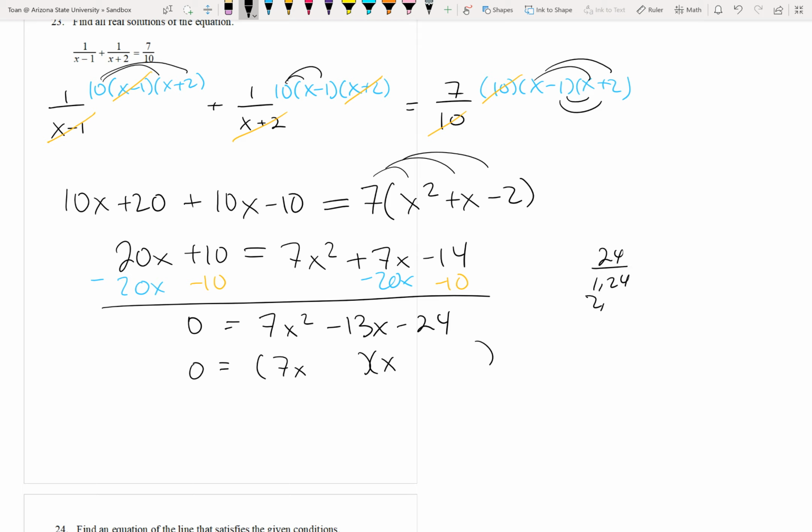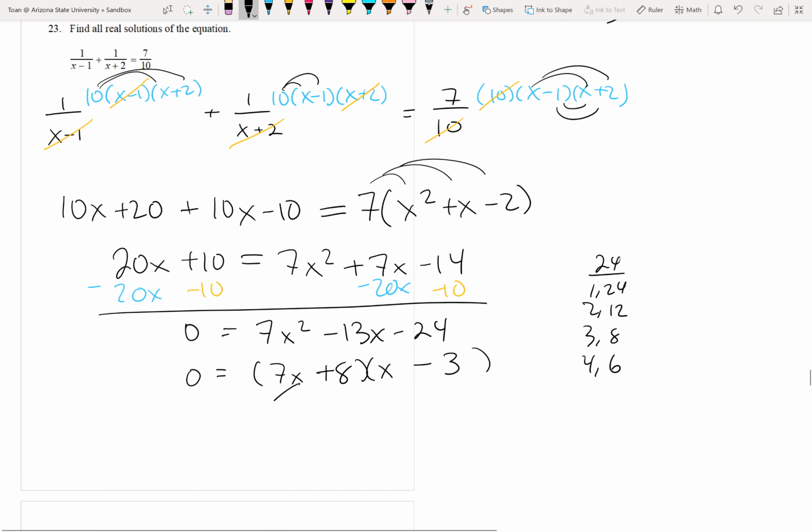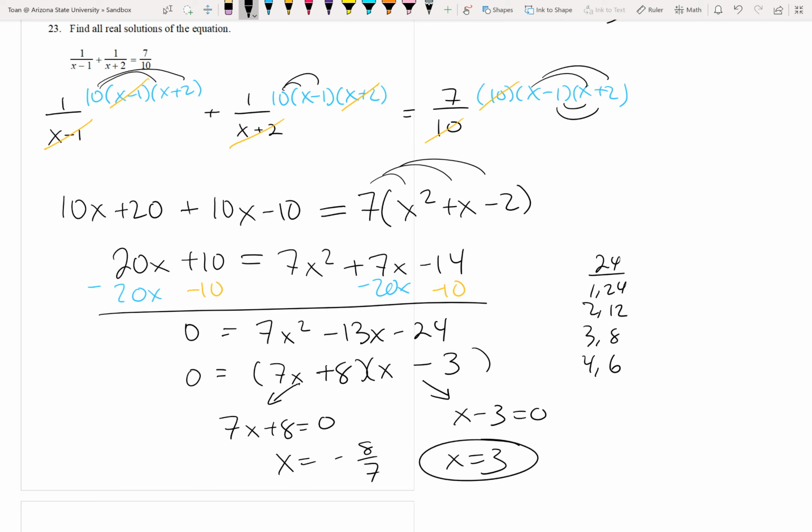24: 2 and 12, 3 and 8, 4 and 6. Let's see, 21 and 8. So this would be a minus 3 here and a plus 8 there. Right. So then apply the zero product property. Each of these guys gets set equal to 0. And then we can solve it easily. x equals negative 8/7 and x equals 3. Those are your two answers.